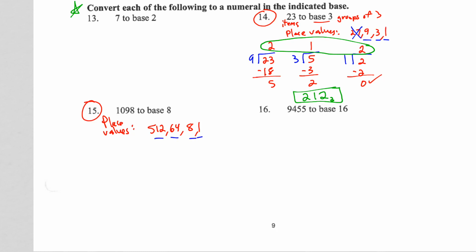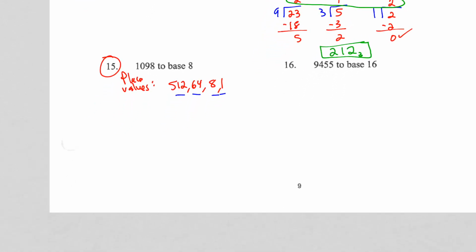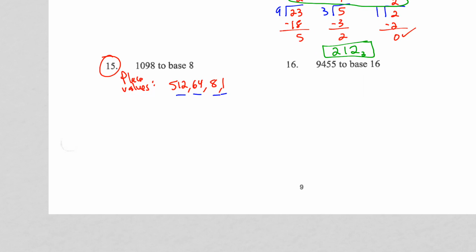4 place values. To get the digits for those place values, we're going to go ahead and divide by each of those. How many groups of 512 can we get? How many groups of 64? How many groups of 8? And how many left over do we have? So 1098.